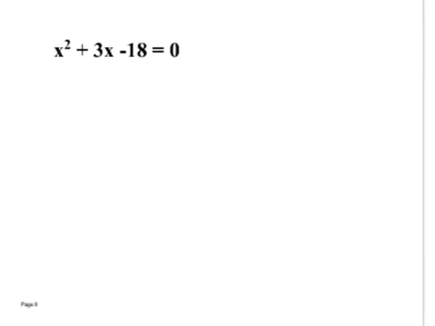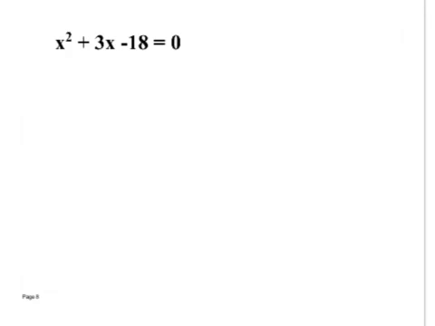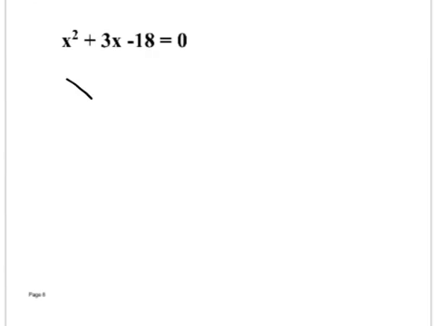Alright, write this down. Go ahead and work this by yourself. Let's see if you can do it. I need opposite signs because C is negative. My bigger number needs to be positive because B is positive. What multiplies to give me 18?